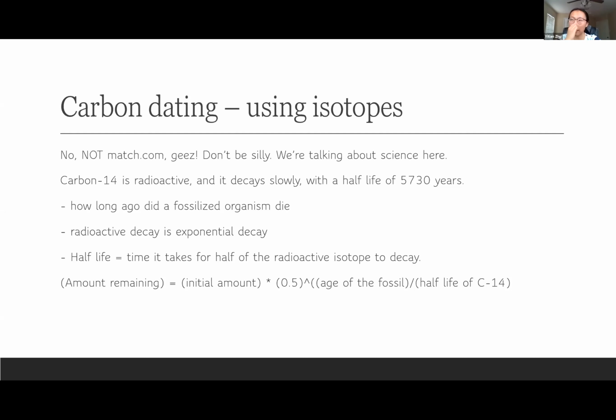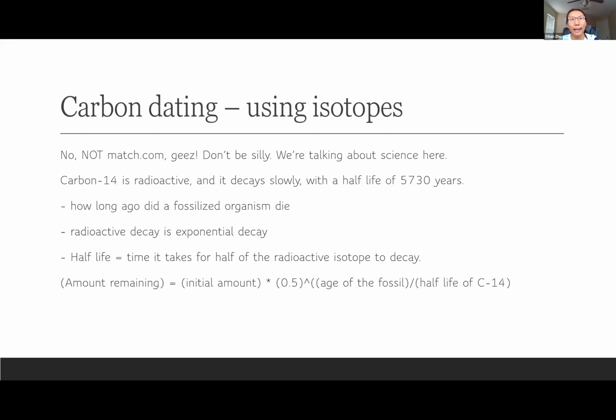And because it's produced in the atmosphere, when plants use it, then it ends up in the plant. And when something eats the plant, then the carbon 14 ends up in the animal. And so living things have a constant concentration of the radioactive carbon 14. However, once the thing dies, it no longer has a source of replenishing its carbon 14. And so then the carbon 14 in its body starts to decay. And it decays via exponential decay.